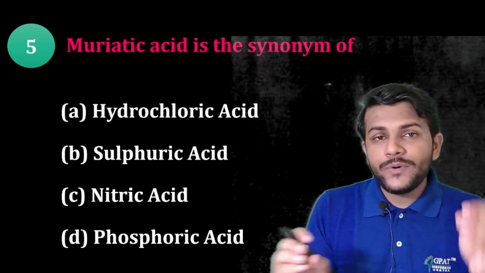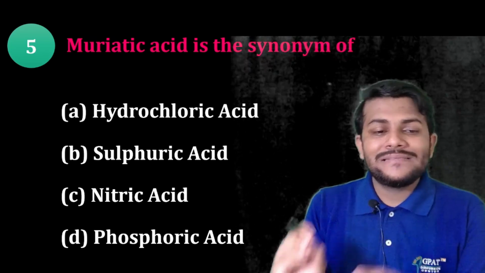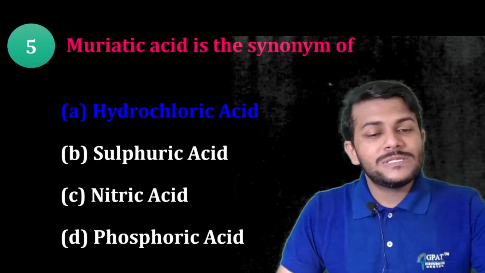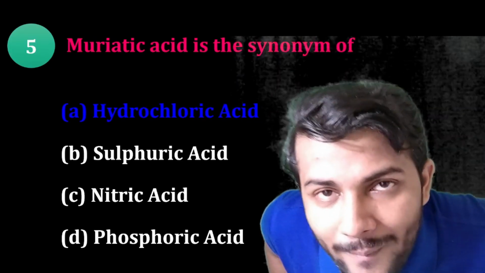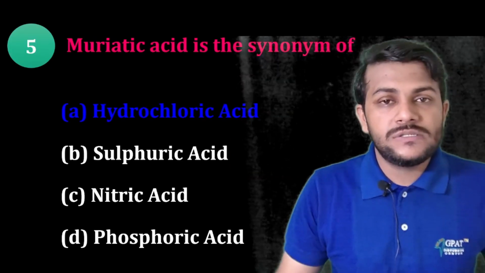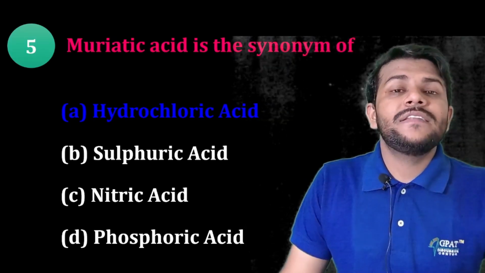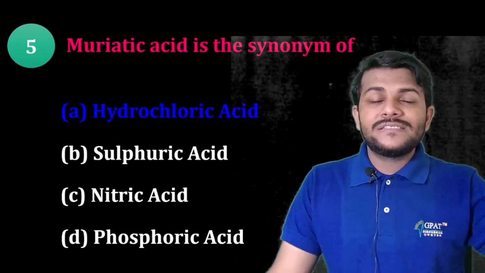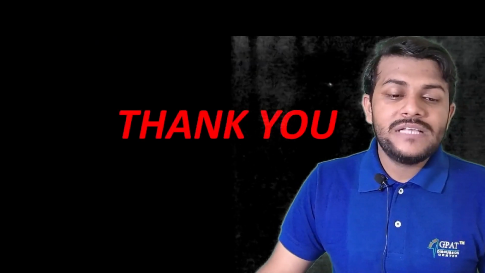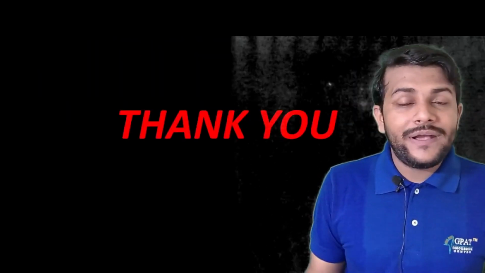Next question, an important question, you have to remember this. Muriatic acid is the synonym of what? Muriatic acid, that is also known as HCl, that is formed in the human body as well as in many synthetic reactions. So we can use it as a reagent in the laboratory, and for industrial purposes. So muriatic acid is your hydrochloric acid. Hydrochloric acid is also known as muriatic acid.